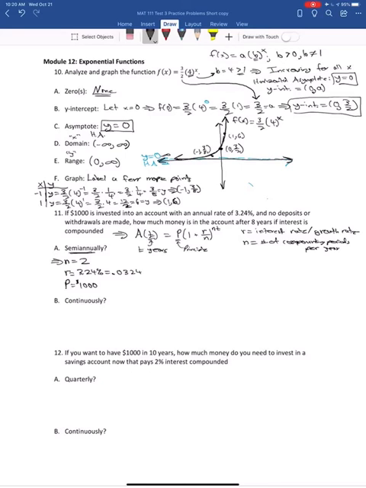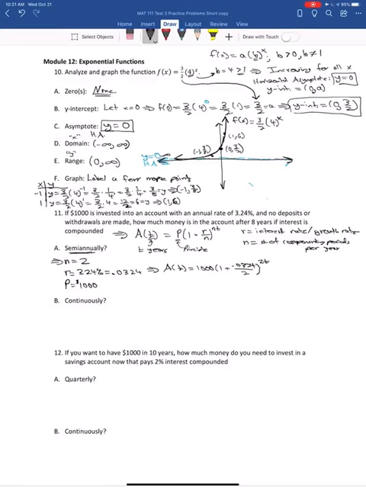So we have everything we need for the exponential model. A of t, the amount of money in t years, would be equal to 1,000 times 1 plus R over N, so 0.0324 divided by 2, semi-annually compounded, raised to the nt power. Now N being 2, so 2t. So there's our exponential model.